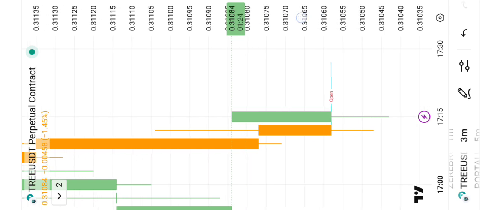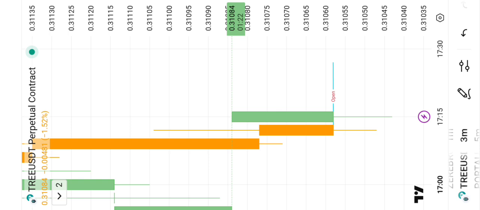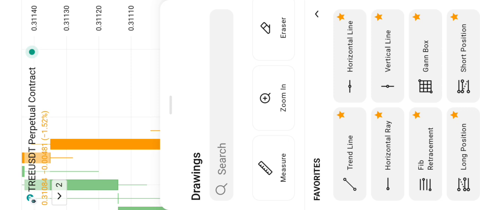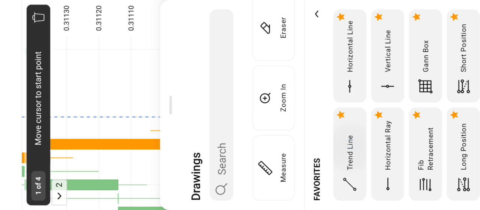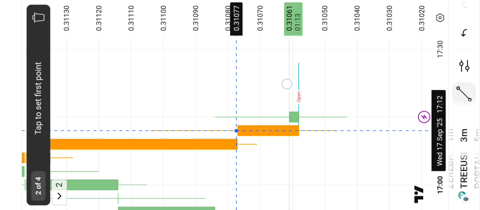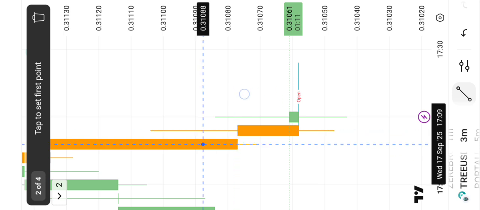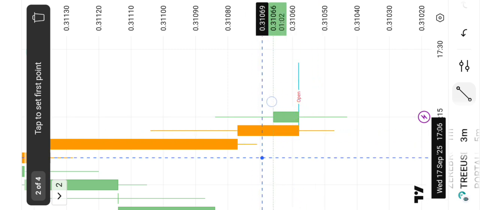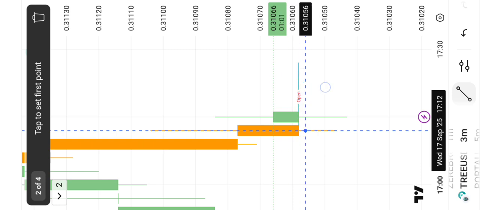You can see that all the open and close happens with the body of the candle, not with the wick. So if you want to mark your open and close, make sure you are marking with the body of the candle, not with the wick of the candle. But the wick is a signal of rejection.